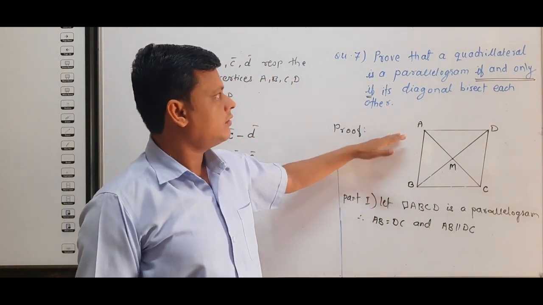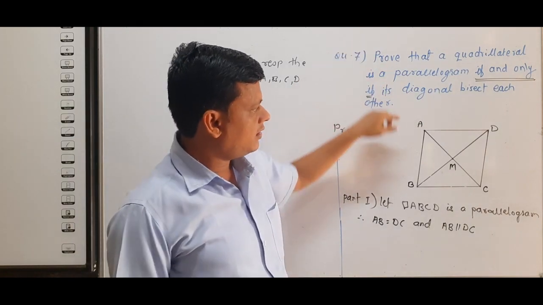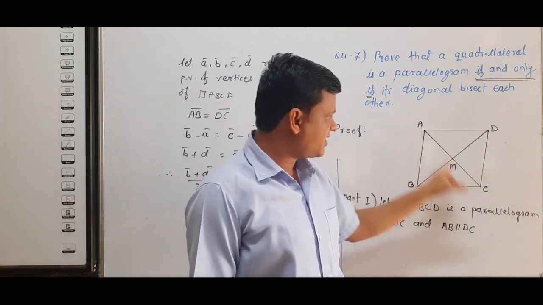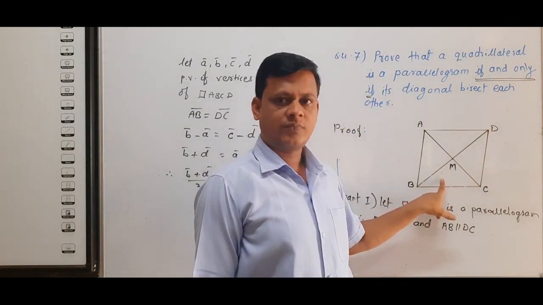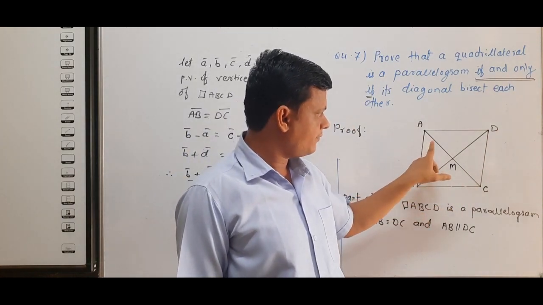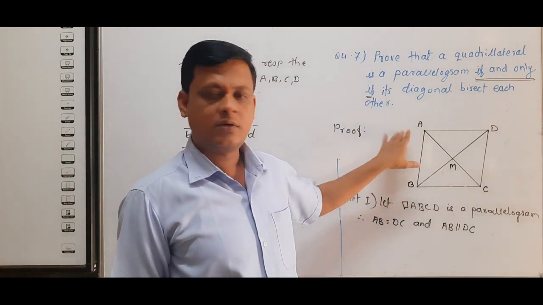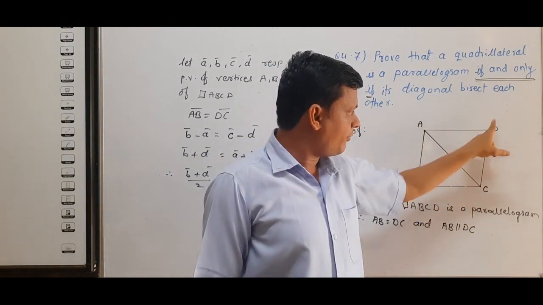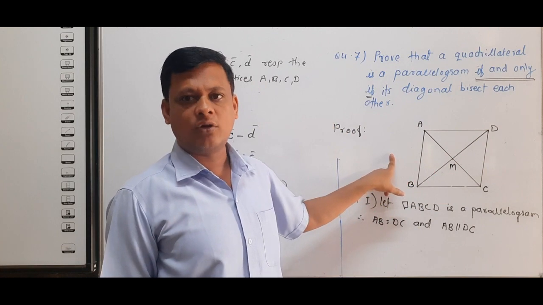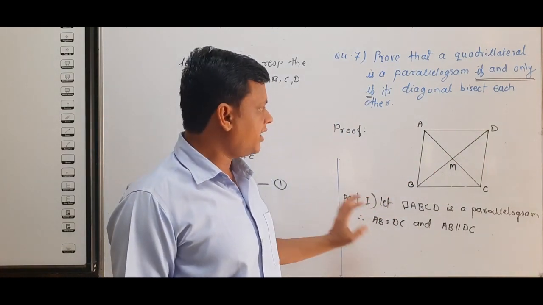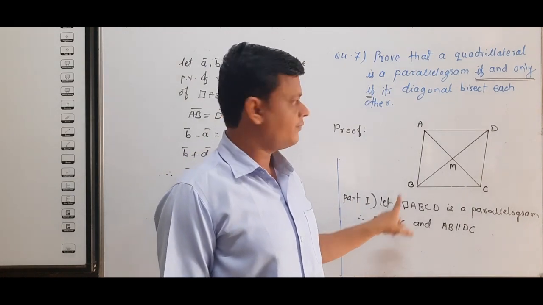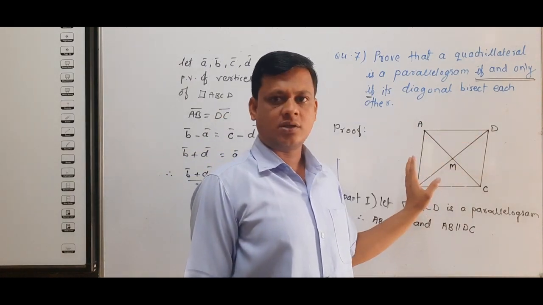So we have to first consider this quadrilateral as a parallelogram and show its diagonals bisect each other. In the second part, that is in the converse, we have to show that if the diagonals of a quadrilateral bisect each other, then that quadrilateral is a parallelogram. So in the first case, we consider the quadrilateral as a parallelogram and prove the diagonals bisect each other.